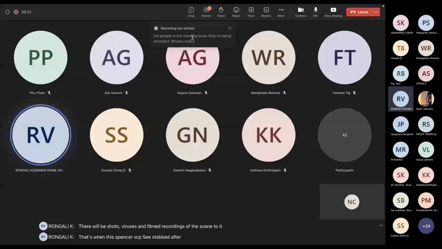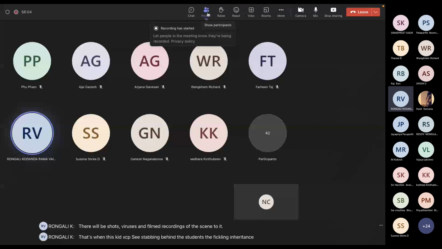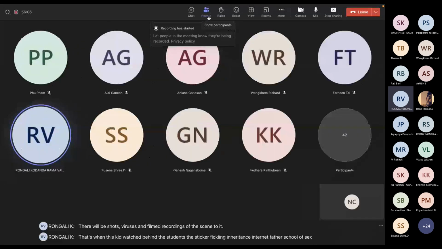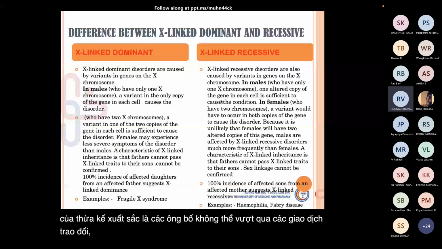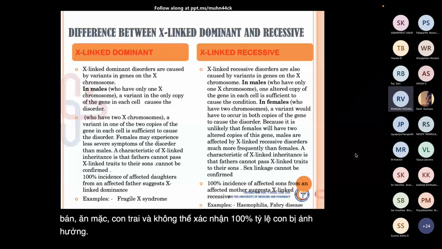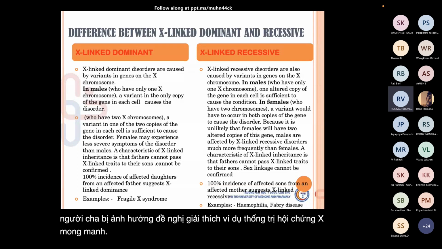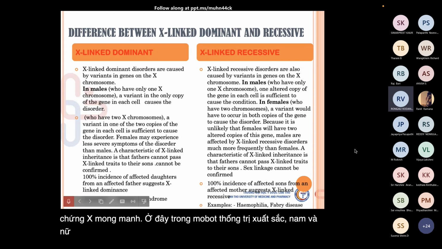A characteristic of X-linked inheritance is that fathers cannot pass X-linked traits to their sons. 100% incidence of affected daughters from an affected father suggests X-linked dominance. Example, Fragile X syndrome. Here in X-linked dominant, both males and females get affected, but males pass their dominant traits to their daughters but not to their sons.